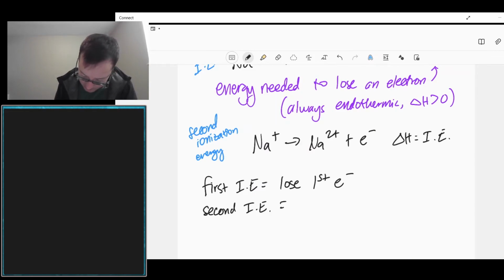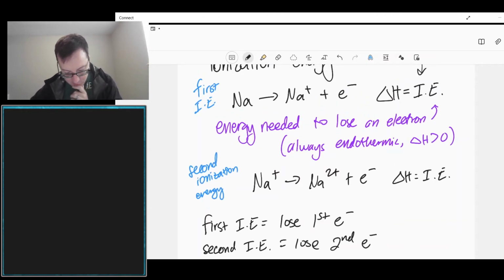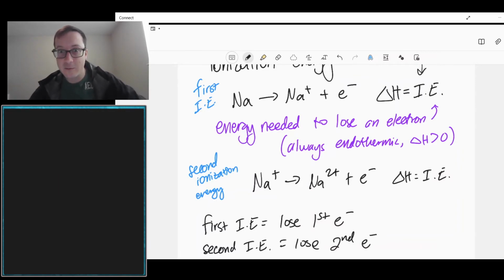Second ionization energy is you lose your second electron. And so, just if you think about it, the energy for sodium to lose one electron versus to lose the second electron, we would expect the first one to be relatively low, right? We know sodium wants to lose its electron, so it's going to be a relatively low energy process. But to lose a second electron would be terribly unfavorable, right?